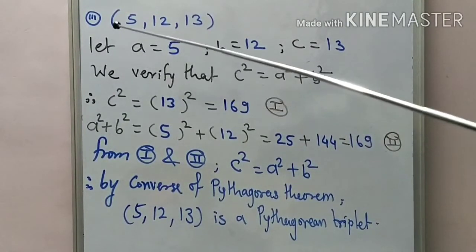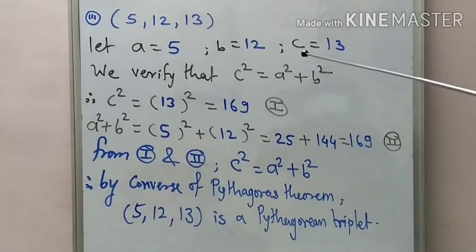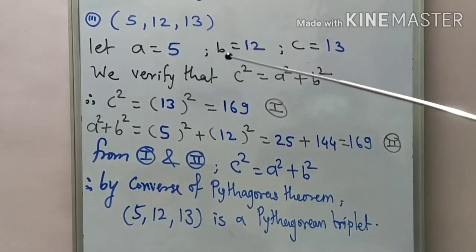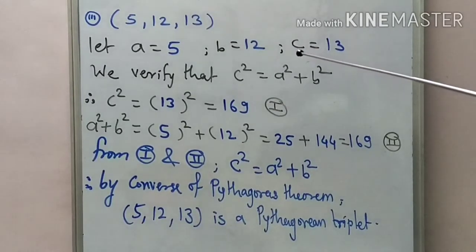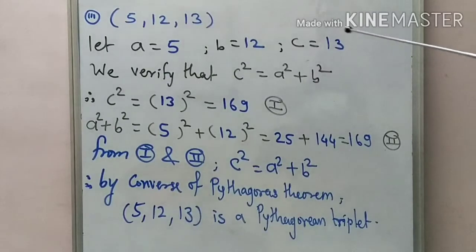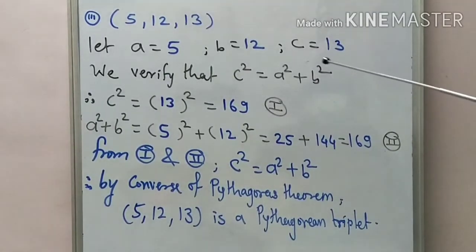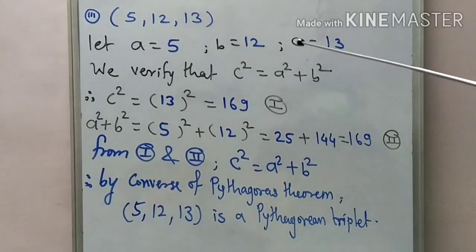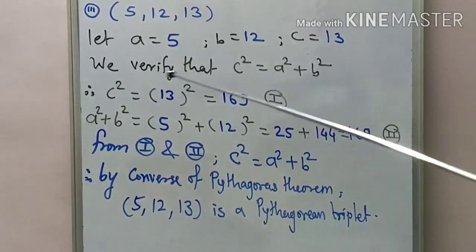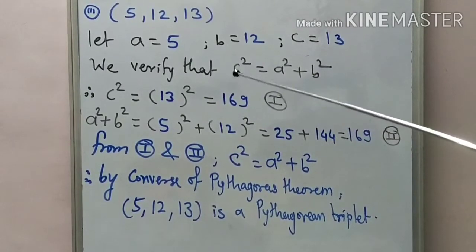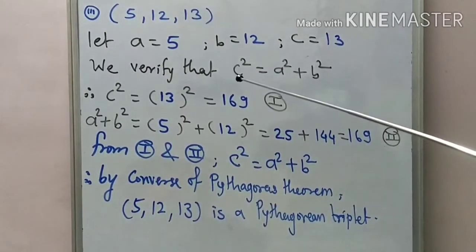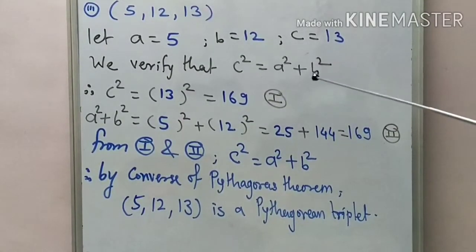So here we consider those values as A, B and C. The first value is A, which is 5, the second value is B, which is 12, and the third one is C, which is 13. Now we get that 13 is the greater value than the other two, which means we assume that the value of C is the hypotenuse. Hence we verify that the hypotenuse square is equal to the sum of the squares of the other two sides, meaning we verify C square equals A square plus B square.